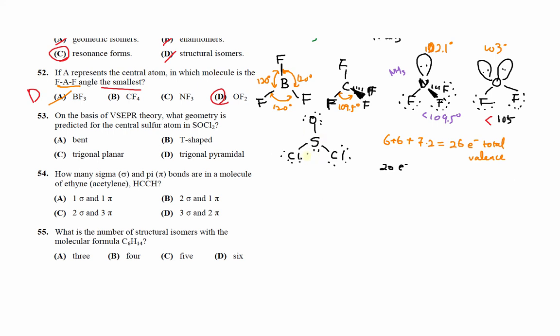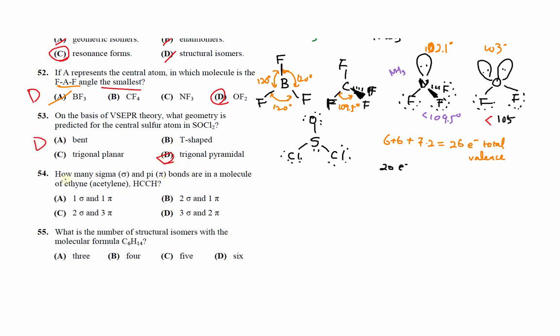So what is this shape? Well, it's trigonal pyramidal, just like the one we saw with nitrogen trifluoride. We have a lone pair, and then we have a trigonal pyramidal shape below. So the answer is D.